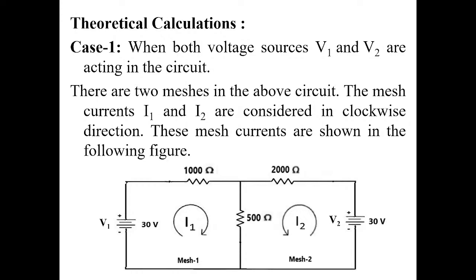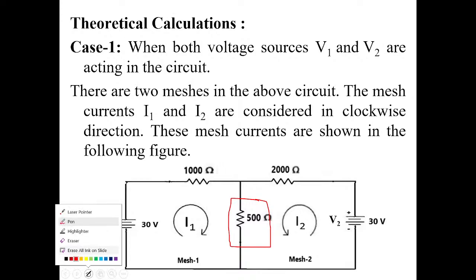Now I want to verify superposition theorem for the current flowing through 500 ohms. For the current flowing through 500, you can consider any branch: either 1000 ohms or 2000 ohms or 500 ohms. I have considered the middle branch 500 ohms. So that is my main aim here.